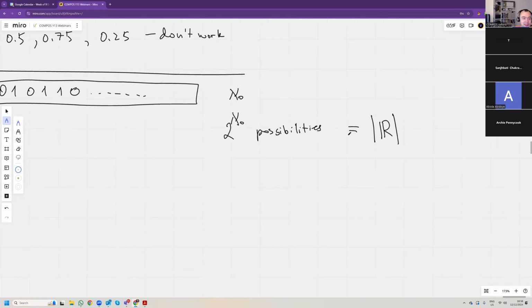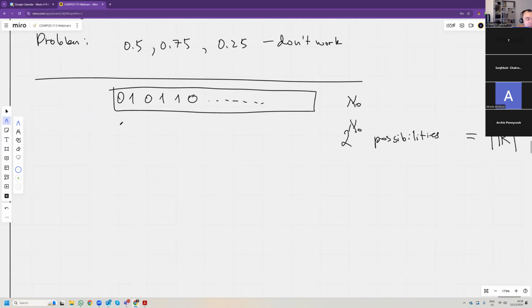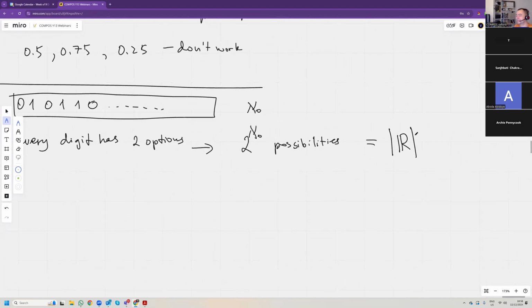Because every digit has two options. Therefore, there are 2 to the power aleph naught possibilities, which is also equal to the cardinality of R, which is quite cool, right?